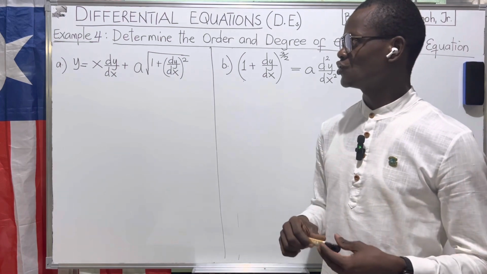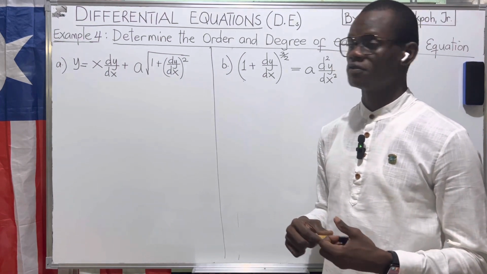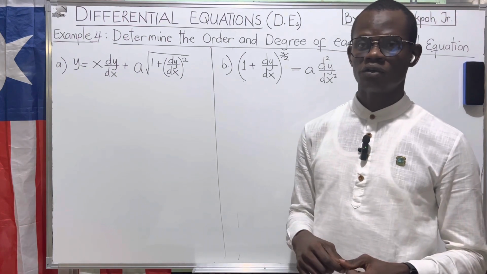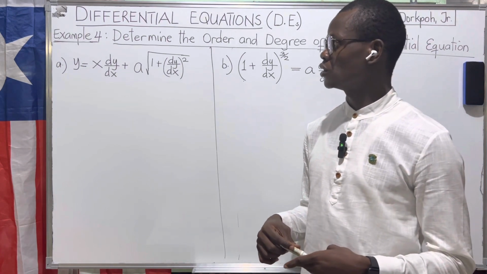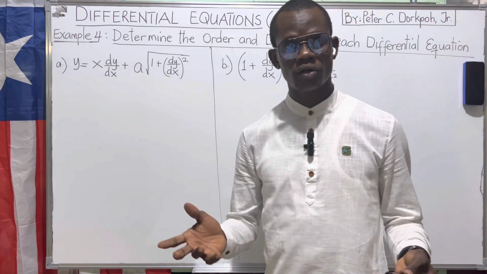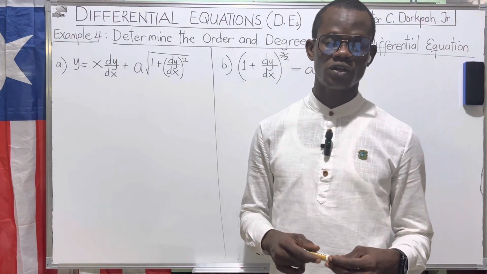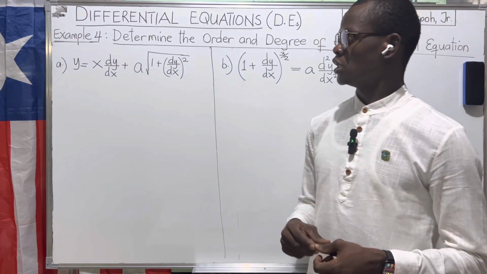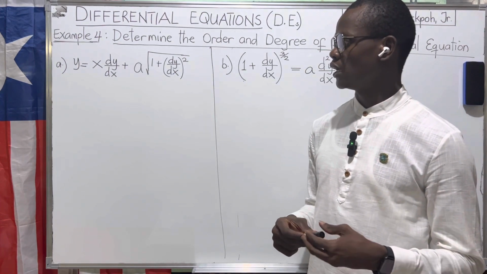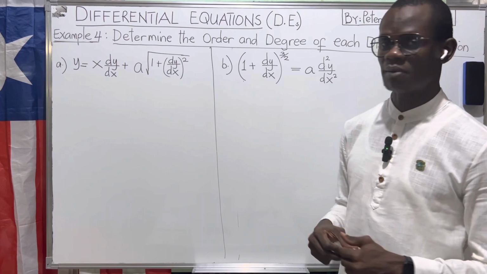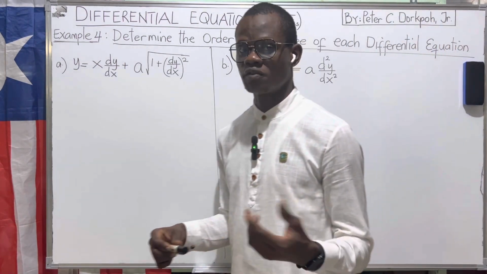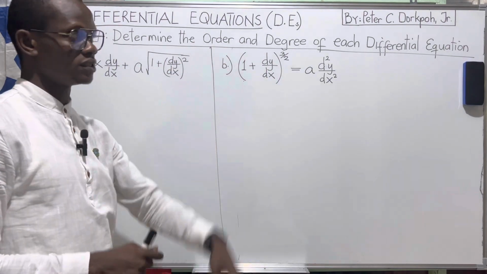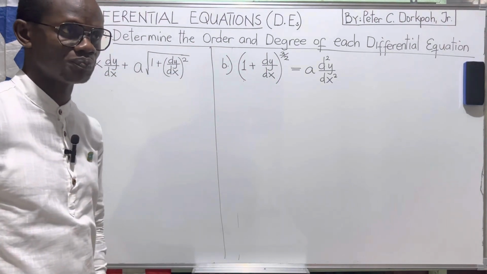In my today's lecture, I will be discussing differential equations, and this is a continuation of our lectures under determining the order and the degree of a differential equation. We did example 1, example 2, and example 3. So we have example 4, and within example 4, we have two problems. I want to look at the two of them and see how we can easily determine the order and the degree of each differential equation.